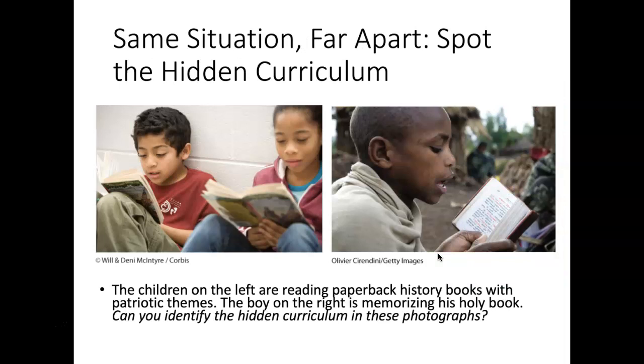Same situation, far apart. Think about the hidden curriculum you might see in this picture. The children on the left are reading paperback history books with patriotic themes. The boy on the right is memorizing his holy book. So can you identify the hidden curriculum in these photographs? What are children learning other than learning how to read? What are they learning to believe in? What are they learning to think based on the content of what they are reading?